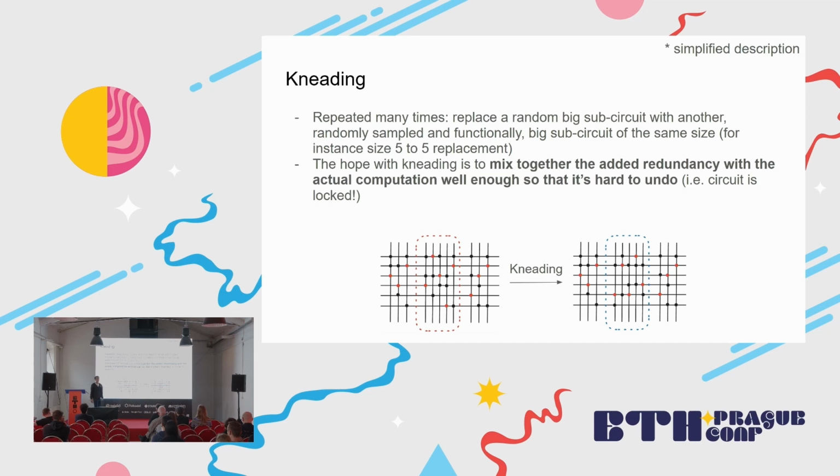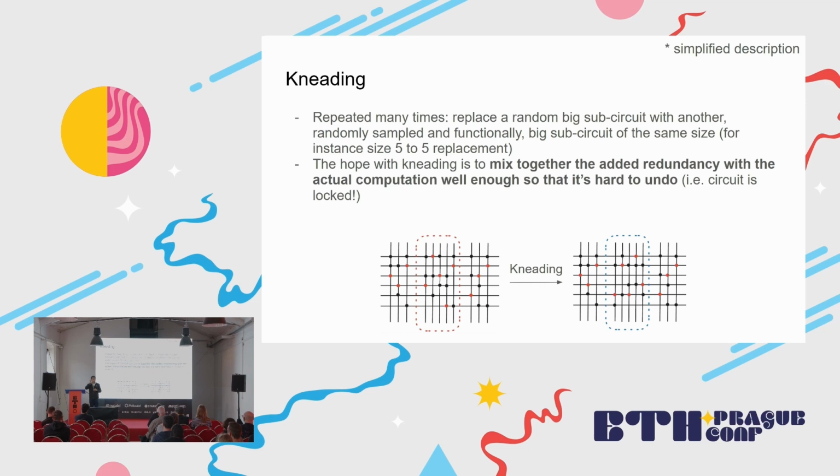The second step is kneading. Think of kneading as you've added a lot of fat, so you can obviously take away the fat, right? You can very easily reverse the thing down. What kneading tries to do is mix a lot of added fat with the actual computation, with the hope that after a while it becomes locked and you cannot reverse it.